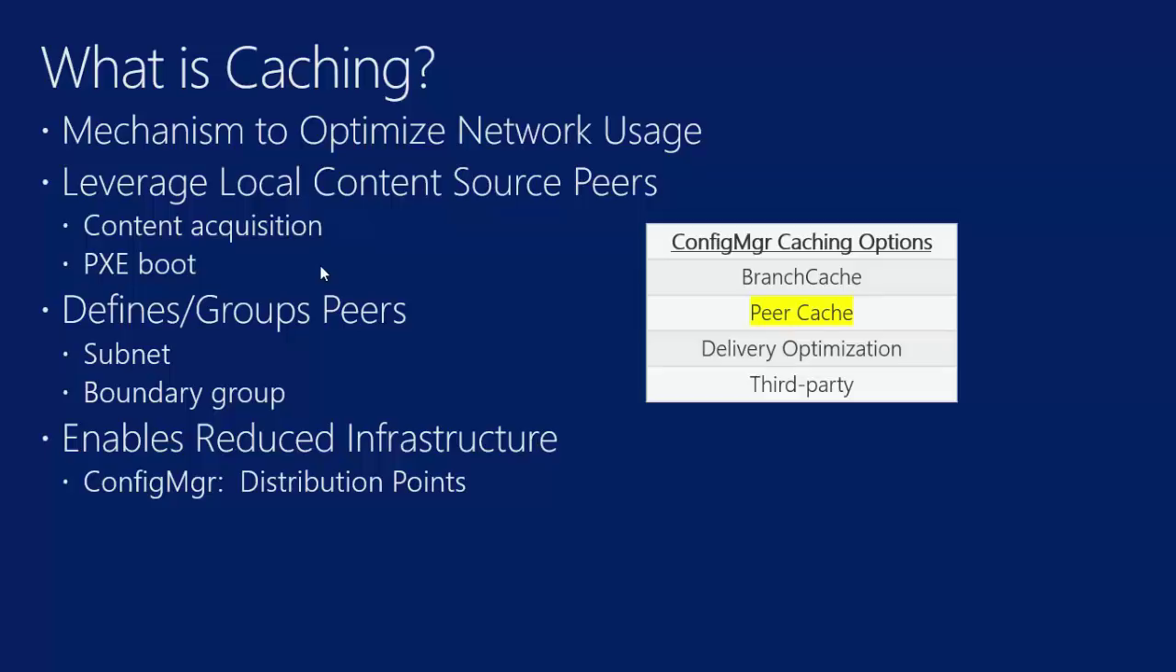Also, to make caching work, you have to be able to define and group the peers where you want caching to happen. Generically speaking, with things like BranchCache and third-party solutions, you typically think of subnets doing that definition. So if you have clients on the same subnet, then they can share content with each other. In the peer caching world, that is not the way we do it. We do it with boundary groups. That is a Config Manager specific topic coming into this generic discussion of caching, but something to be aware of, and we'll call that out more as we go along.